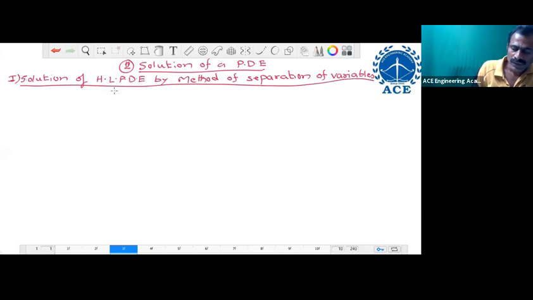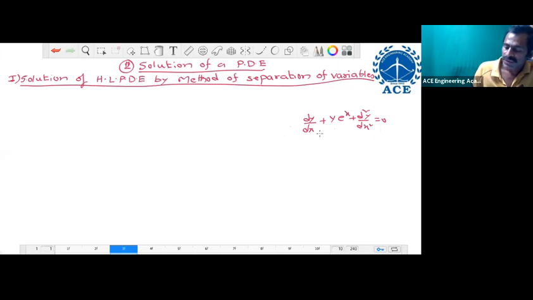So first, we discuss the method of separation of variables. This is the method to find the solution of the homogeneous linear partial differential equation. This method is applicable only to homogeneous linear partial differential equations. Right. Now, before discussing this method, just look at this: dy by dx plus y into e power x plus d square y by dx square equal to 0. It is an ordinary differential equation. The highest order derivative is second order, so it is a second order ordinary differential equation.